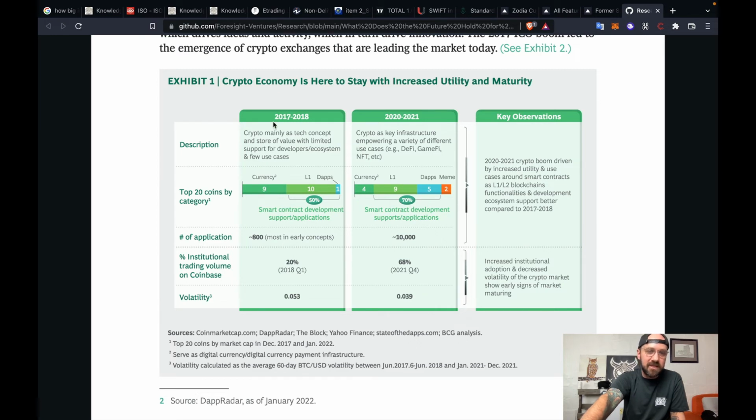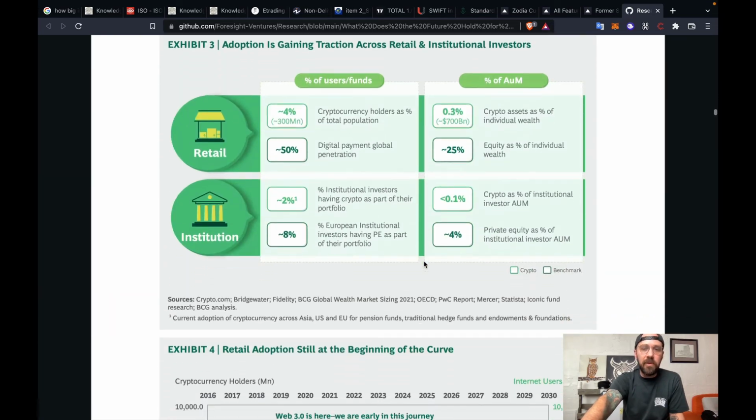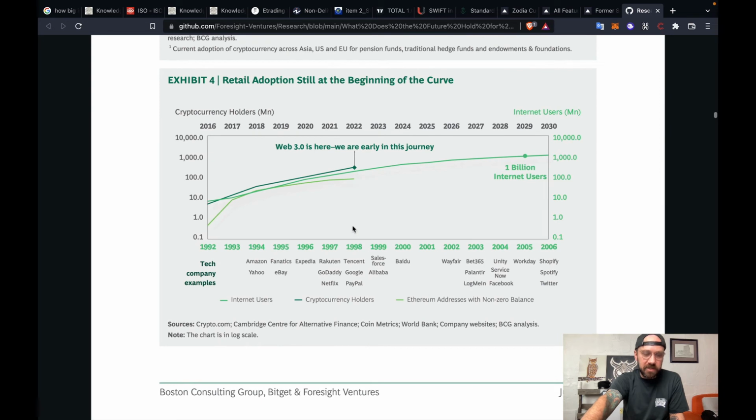You can look at 2017 and 2018. The percent of institutional trading volume on Coinbase was only 20% in 2018 Q1. In Q4 of 2021, that institutional trading volume, which is banks, institutions, financial institutions, whatever you want to talk about, is 68% of the volume. But even leading down a little bit lower than this, the adoption curve, they're basically saying that in 2022, we are essentially at where the internet was at in 1998.